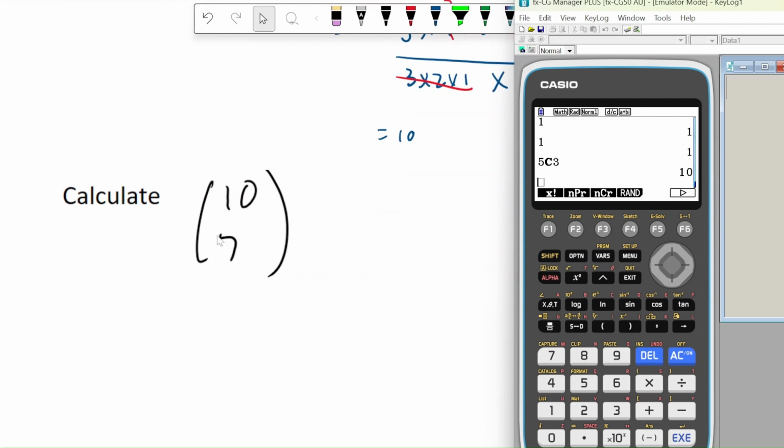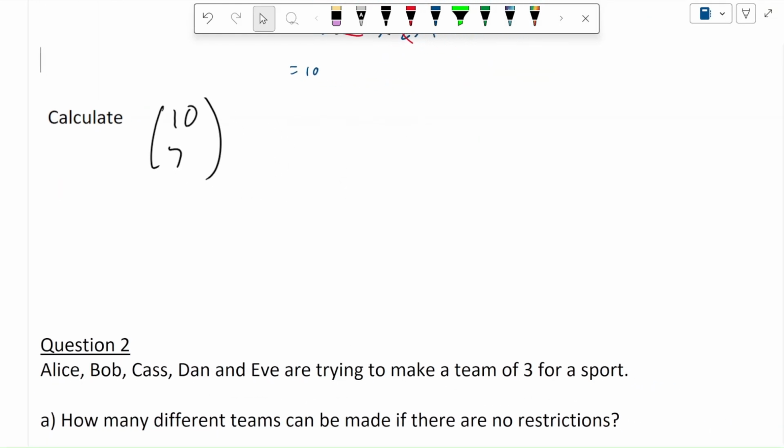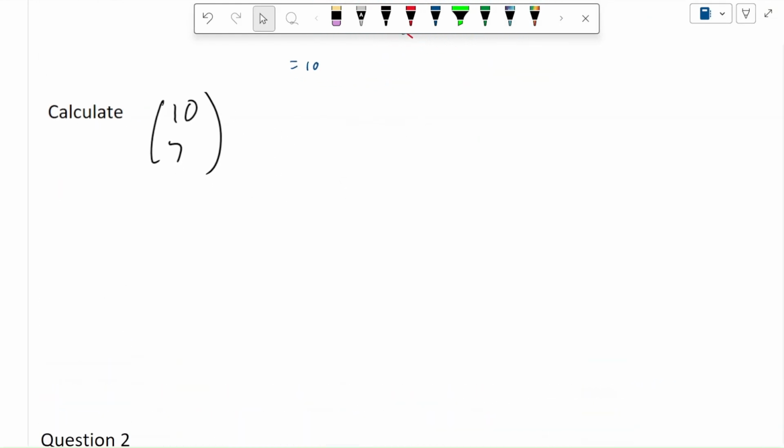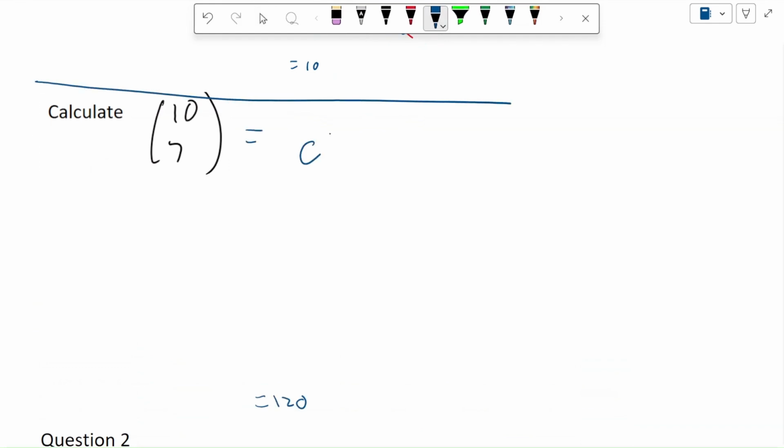Now, this is another notation, 10C7. So I'm expecting the answer to be, let's say, 120. I don't know why there's 2 notations, but this literally just means C10-7. That's all it means. So we'll work it out by hand. So 7 factorial and 3 factorial. Notice the bottom 2 numbers add up to 10. That's how you know you've done it right.